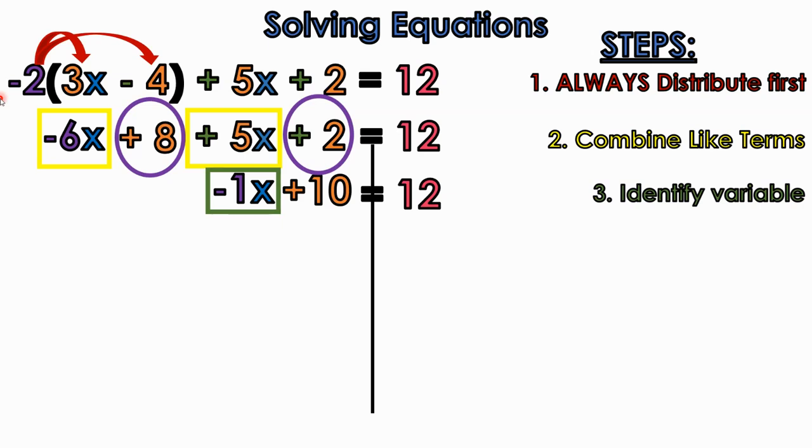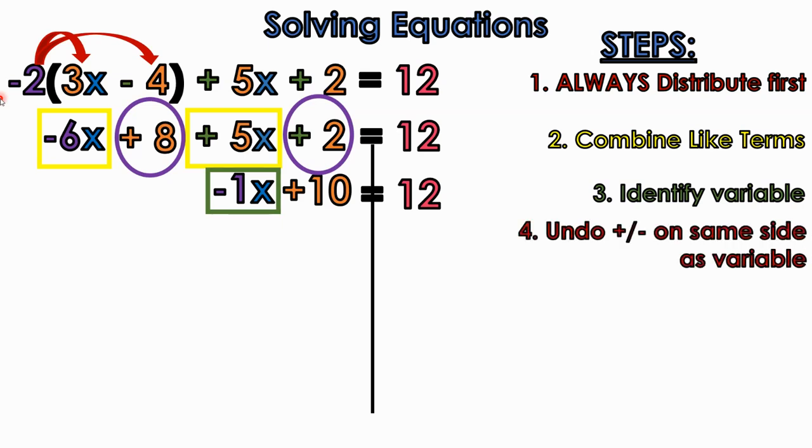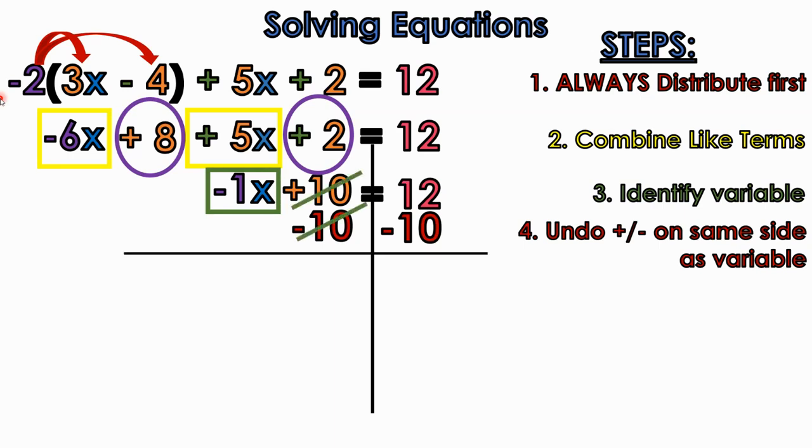And then I always have to undo any addition or subtraction on that same side. So here on the left-hand side, I've got addition of 10. So I'm going to subtract 10. I'm going to do it to both sides. That positive 10 and a negative 10 goes to 0. So I'm going to drop down what's left, which is a negative 1x. And that's equal to 12 plus a negative 10, which is 2.